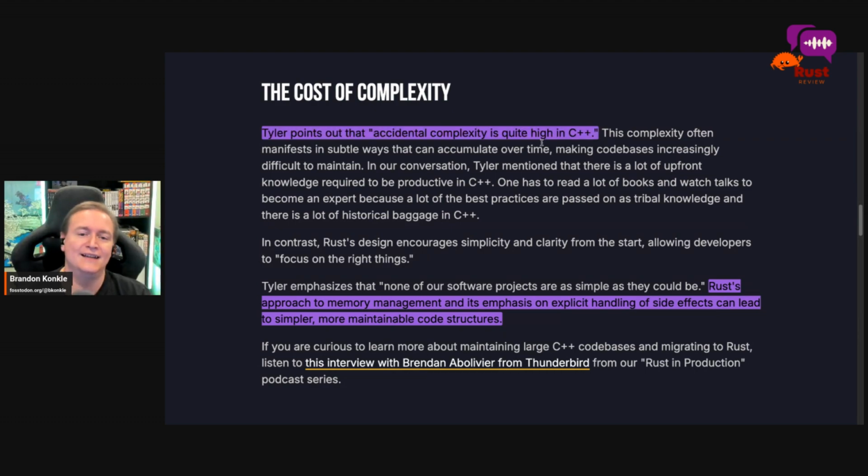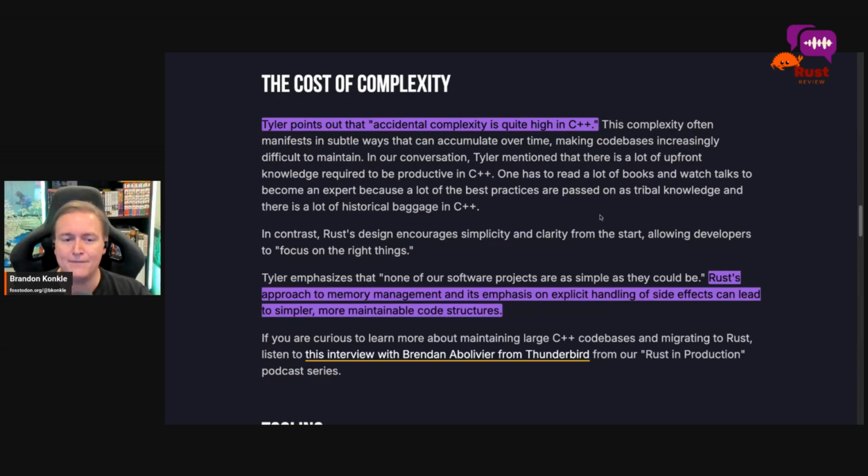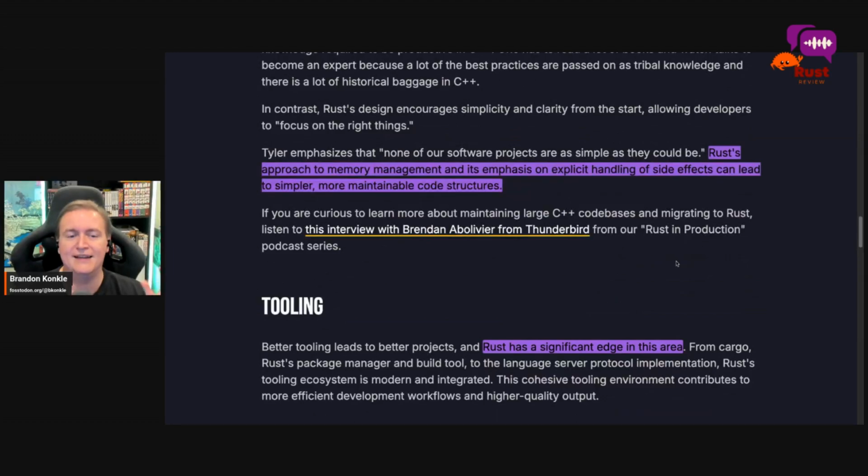He says this grows over time. It gradually shows up, making things more and more difficult to maintain. And there's a lot of upfront knowledge that you need to be productive. You've got to read books, you've got to watch talks, you've got to really saturate yourself in the philosophy, because otherwise you're going to get caught by all kinds of things that you don't expect, all kinds of foot guns in the C++ ecosystem.